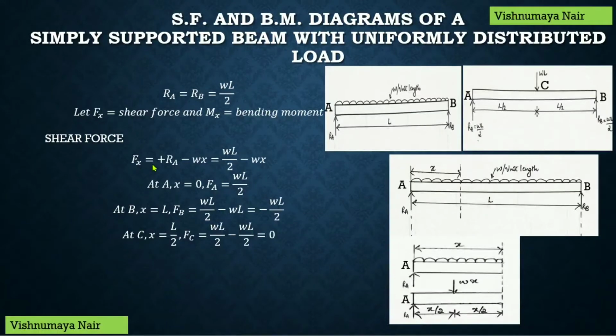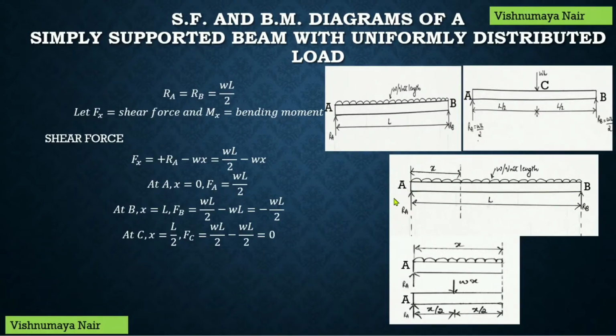Therefore, Fx is equal to plus RA minus Wx, which is equal to WL by 2 minus Wx. RA is WL by 2, so just substitute WL by 2 in the place of RA. So, WL by 2 minus Wx. Now, we can vary this distance x along the length of the beam and find out the values of shear force along the entire length.